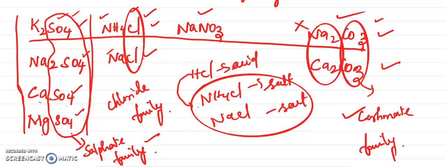Got it, all of you? I think you have understood how we can define the salt, what things you have to keep in memory to prepare the salt, and also the family of salt, how we can identify it with the formulas of chemical equations. Okay students, I think you have understood. Let's see in the next video.